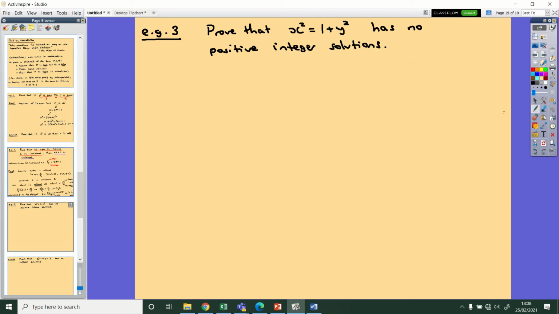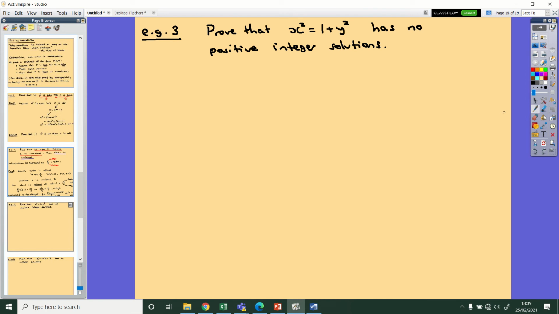Okay, number 3, this is a different type of question, and it is another one that is quite frequently appearing in past paper exams, and it's to do with finding integer solutions to equations. So there's a reasonably simple equation here that we want to solve over positive integers, but we want to actually prove that it's got no positive integer solutions.